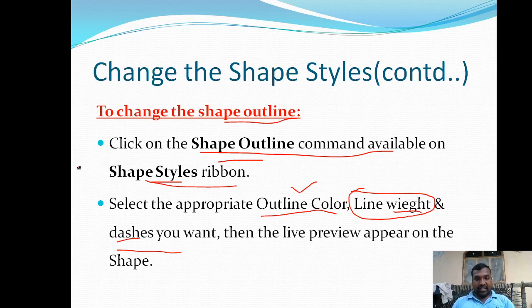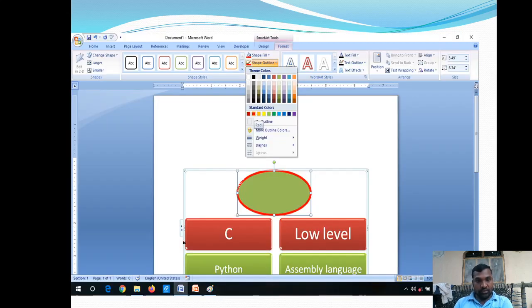Click on the Shape Outline command available in the Shape Styles group, then select the appropriate outer line color and choose the line weight you want. If you want to display the shape with dashed lines, choose Dashes. Under Shape Outline, these are the options: dashes, weights, and you can choose any of these outer line colors.